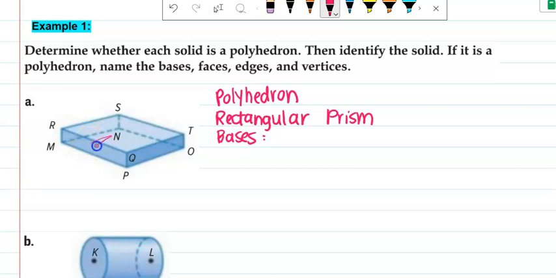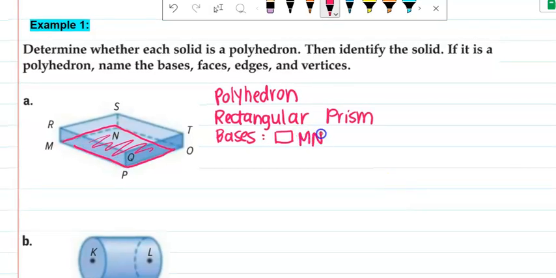So if we were going to name this bottom here, you can write out the word rectangle if you want, or you can just draw a little rectangle so you don't have to write it out. I'm going to call this M-N-O-P. Okay, in a prism we always have two bases, so we also have to say the top up here.